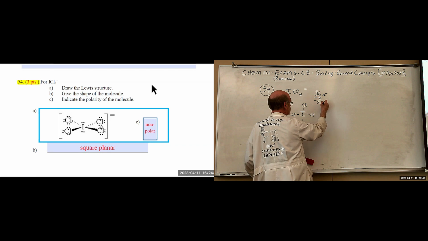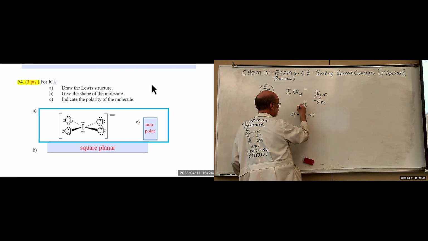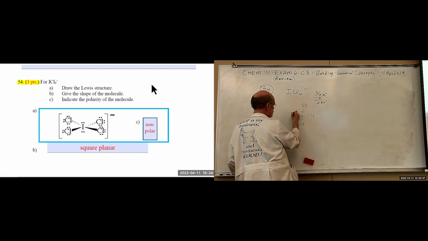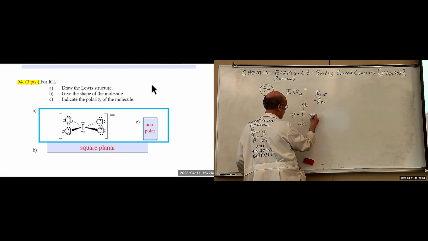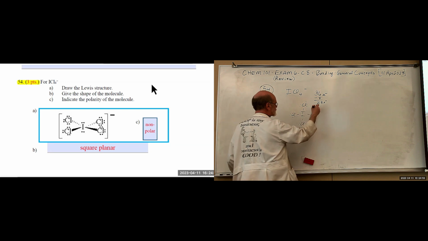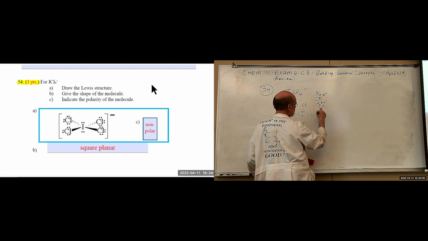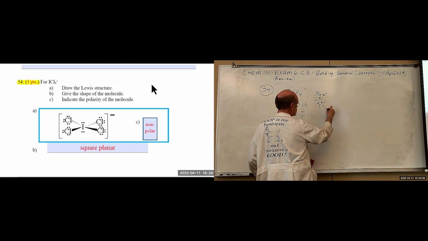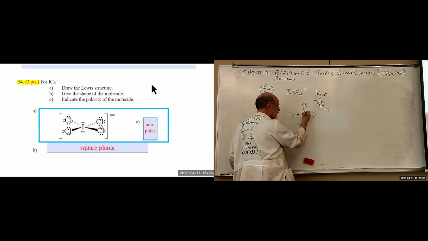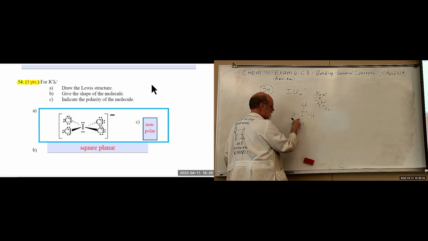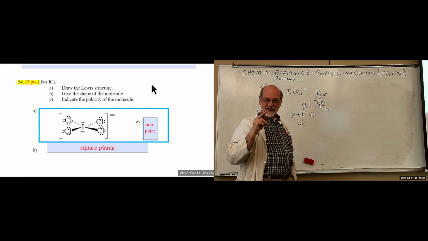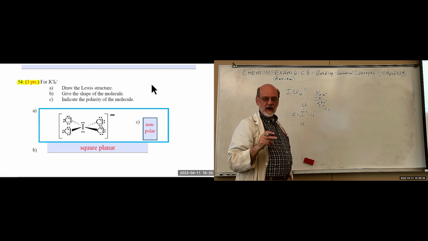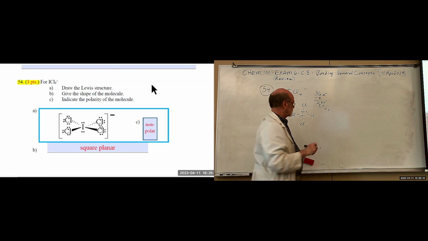So that's 28 electrons left. 2, 4, 6, 2, 4, 6, 2, 4, 6, 2, 4, 6. So 4 times 6 is 24. And that's 4 electrons left over. So we have to put 2 there and 2 here. That's 1, 2, 3, 4, 5, 6. 6 groups means an electronic geometry of octahedron.